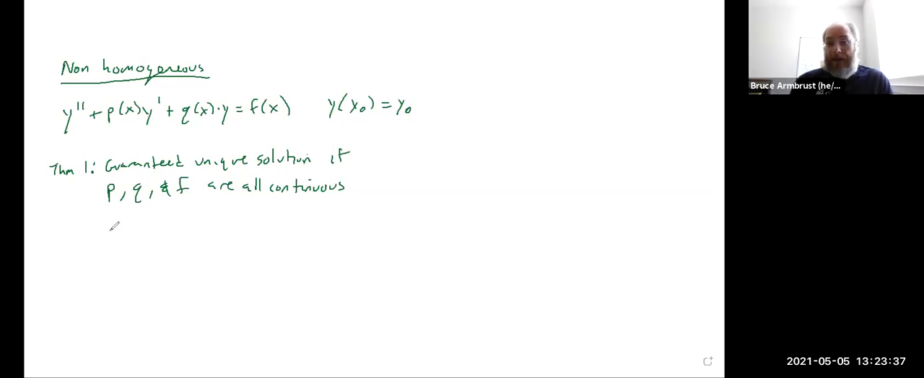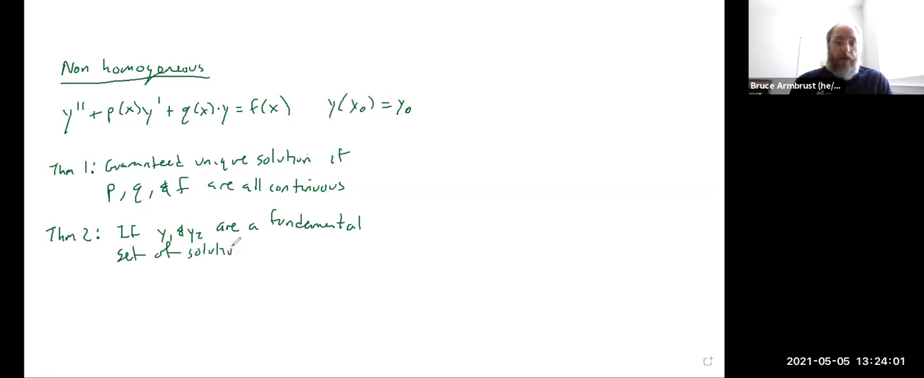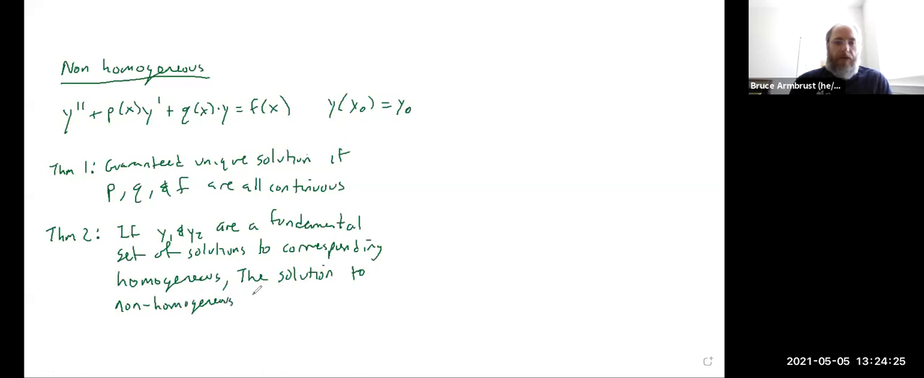So that was kind of a big deal. We also saw, and this is probably the more important one, that if y1 and y2 are a fundamental set of solutions to the corresponding homogeneous equation, then the solution to the non-homogeneous equation is of the form y equals yp plus c1y1 plus c2y2.